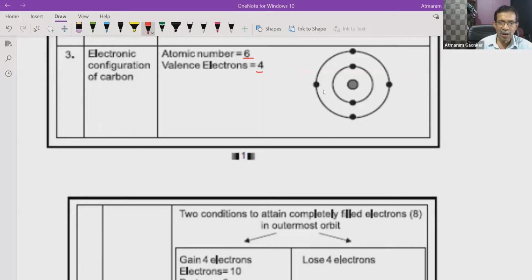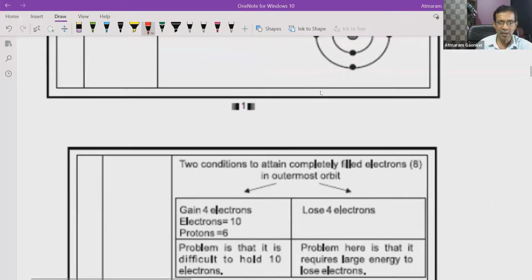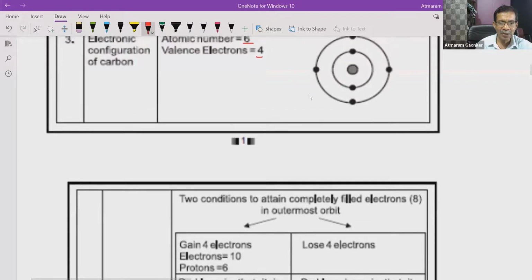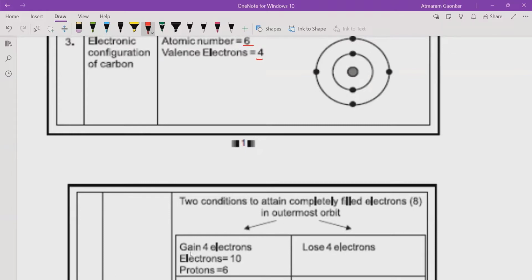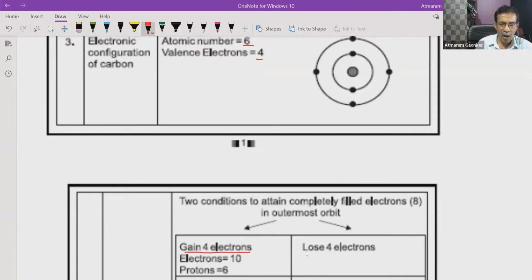With this electronic configuration, to attain completely filled shells and become stable, it needs to fill all 8 electrons in the outermost shell. And this can happen in two ways. One way is to gain 4 electrons or lose 4 electrons. Either of these.